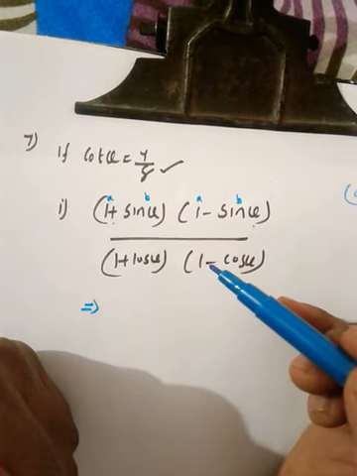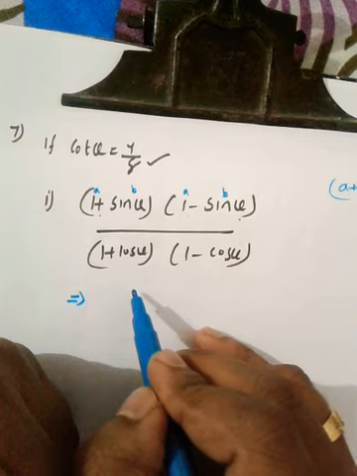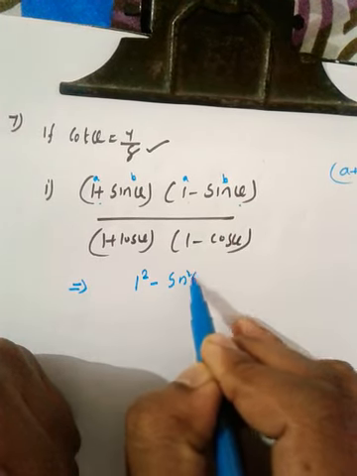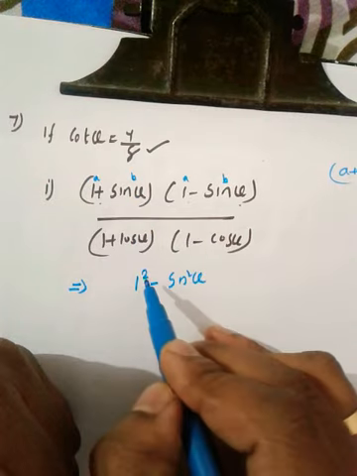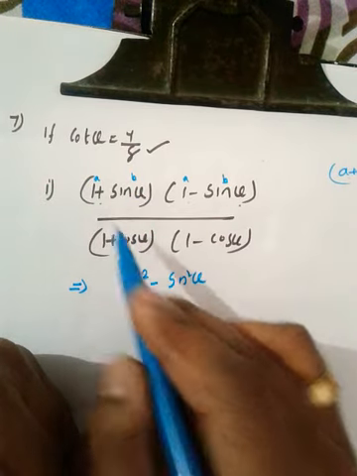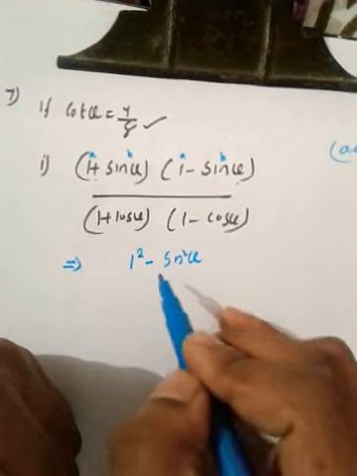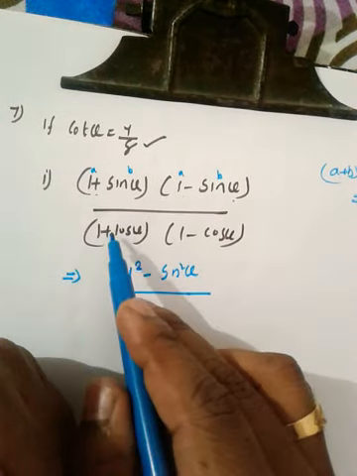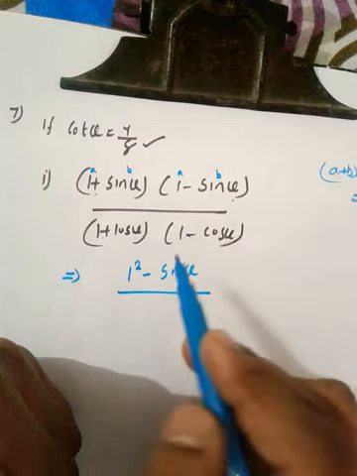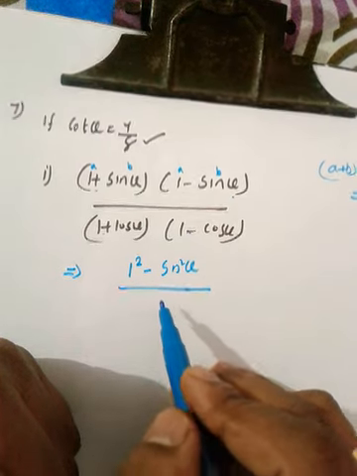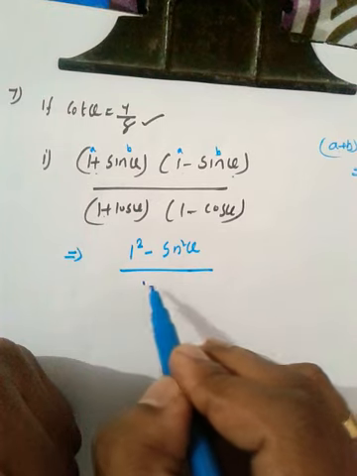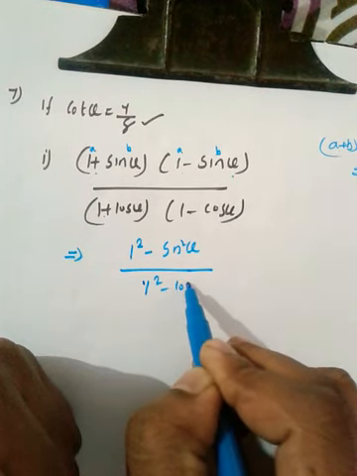What is a plus b into a minus b? A square minus b square. So the result becomes 1 square minus sine square theta, because a plus b into a minus b is a square minus b square. Here a is 1 and b is sine theta, so 1 square minus sine square theta. Then the denominator, again it is in the form a plus b into a minus b, which is a square minus b square. So a square minus b square becomes 1 square minus cos square theta.